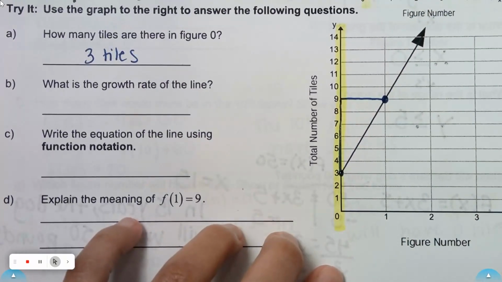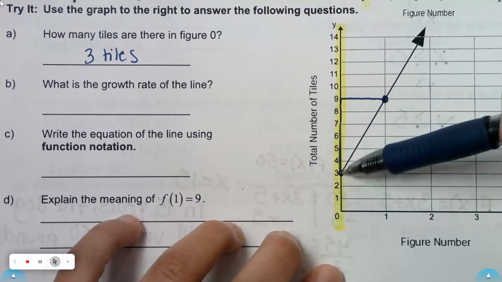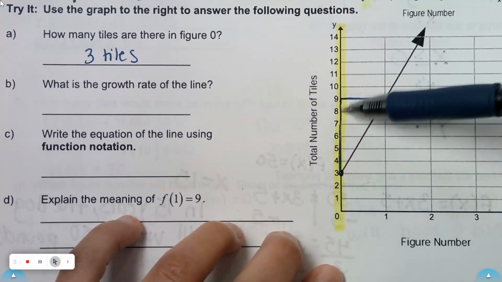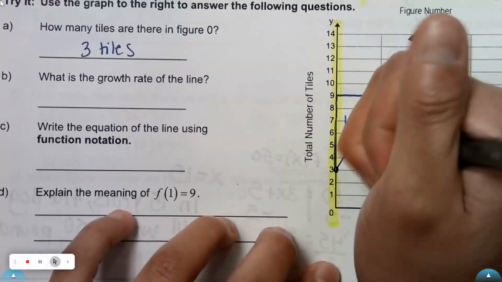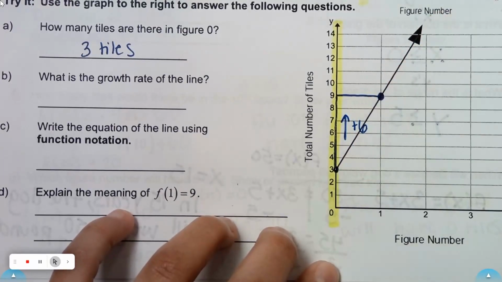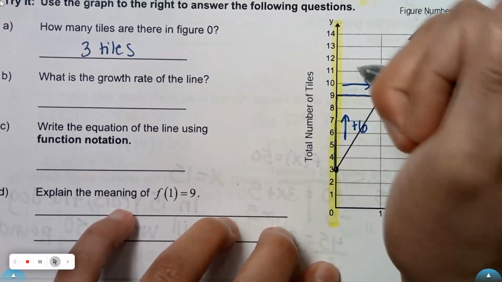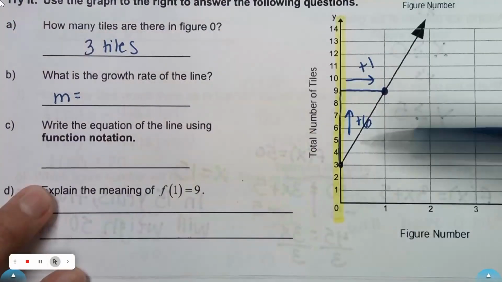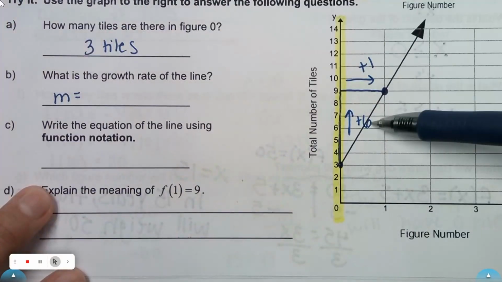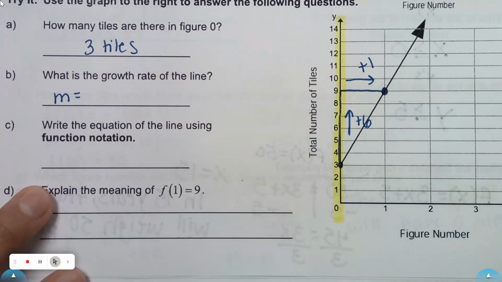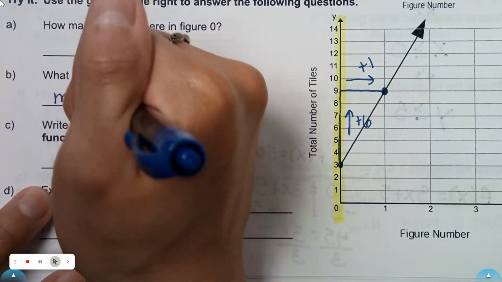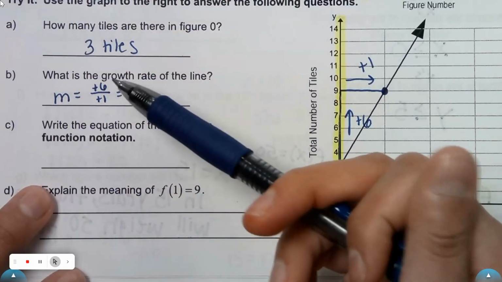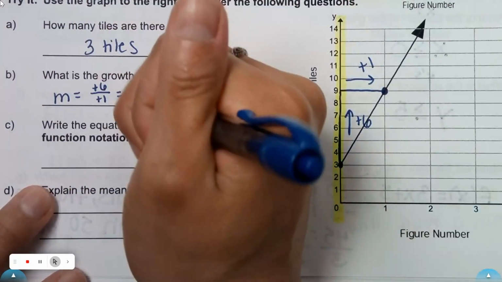I'm going to calculate how many up I go. So I start here, I go up 1, 2, 3, 4, 5, 6. So I go up 6. And I go to the right 1. So then when I'm writing my growth, it's always your y over your x. So the up down number over the left right number. So plus 6 over plus 1. If you put that in your calculator, 6 divided by 1, I get 6.